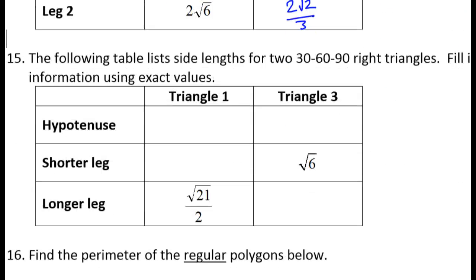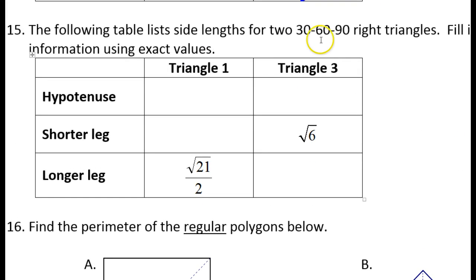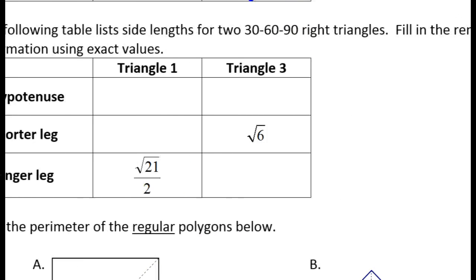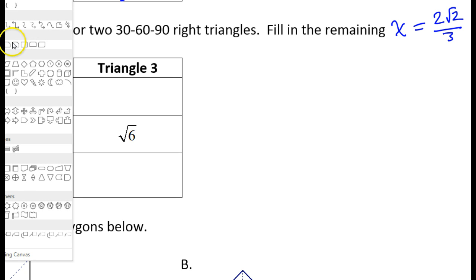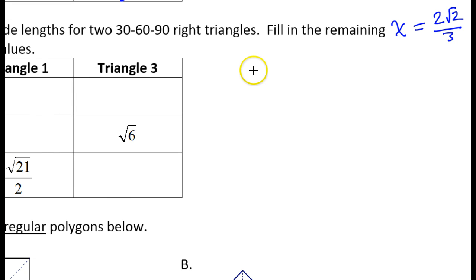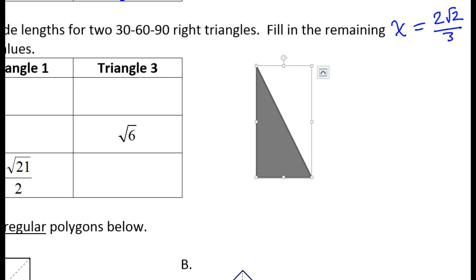How about number 15? Now this time it is a 30, 60, 90 triangle. So again, I'm going to sort of draw that off to the side so I can play around with it. Alright, so this will be my 30, 60, 90 triangle.